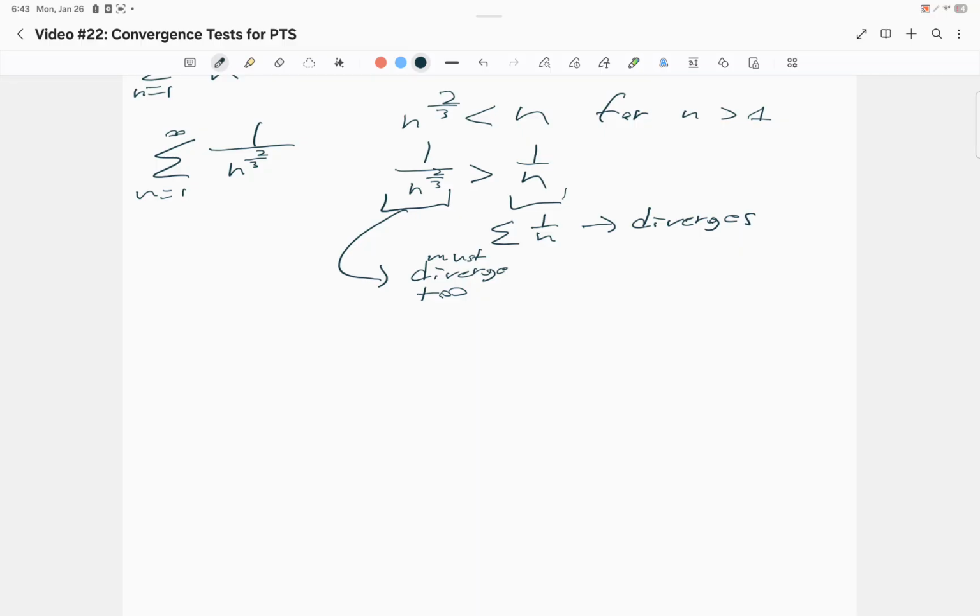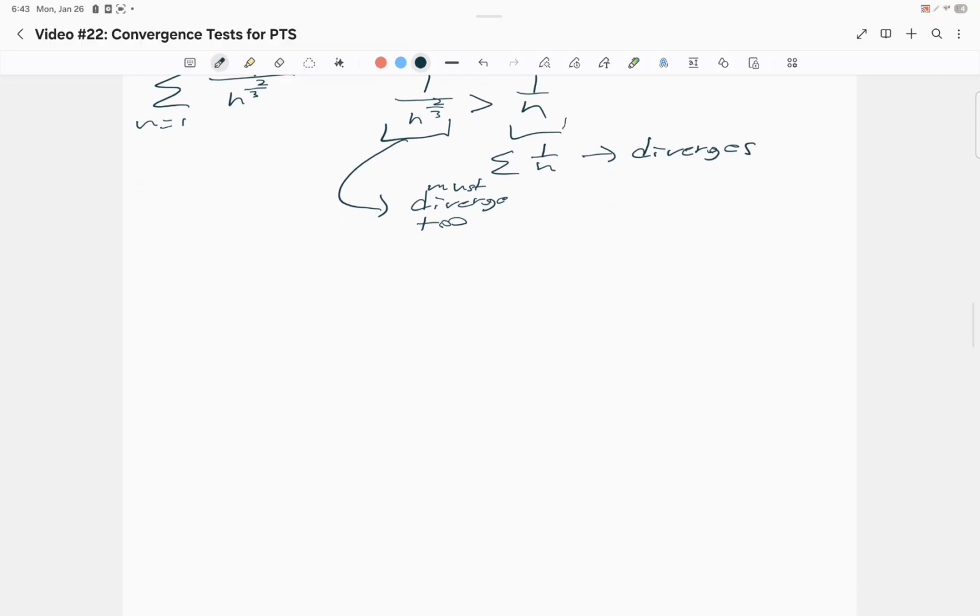I'm at 4% battery. Ooh, I really gotta go quick. Okay, onwards, on to the ratio test. No, limit comparison test. I want to do that one first.